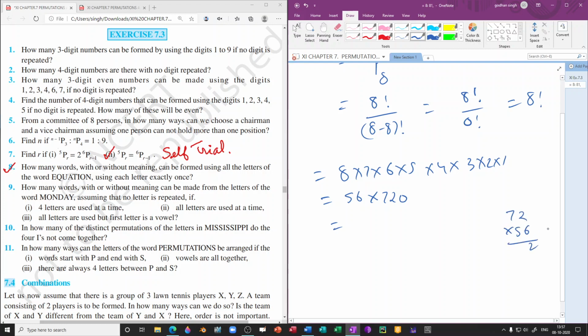So 6 into 2 is 12, 1 carried over. 7 into 6, 42, 43. Then 5 into 10, 1 carried over. 7 into 5, 35, plus 1, 36. So adding up these, now we'll get 2, then 3, 6 plus 4 is 10, 1 carried over. 4032, and the 0 is here, so this will become 40320. That means there are 40,320 words which are possible by using the letters of the word equation, which may have meaning or may not have meaning. So this is the answer of question number 8.